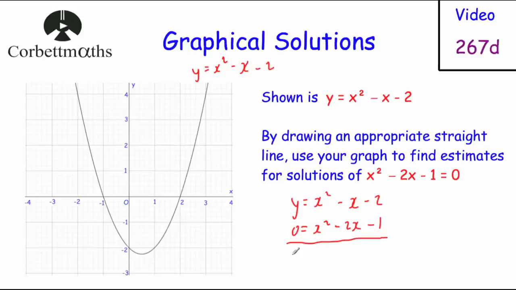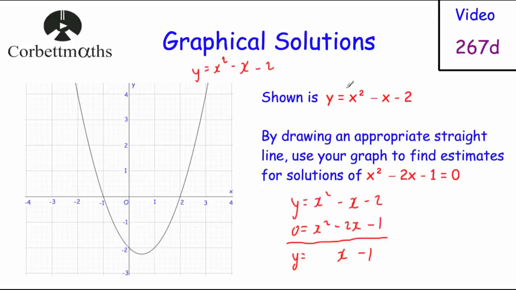So y take away 0 is y. So x squared minus x squared, they would cancel out. Then we've got minus x subtract minus 2x. Well, minus x minus minus 2x will mean minus x plus 2x. And minus x plus 2x would just be x. And then we've got minus 2 minus minus 1. So whenever we do minus 2 minus minus 1, we're going to add 1 on. So minus 2 add 1 would be minus 1. So that tells us we should draw the graph of y equals x minus 1.